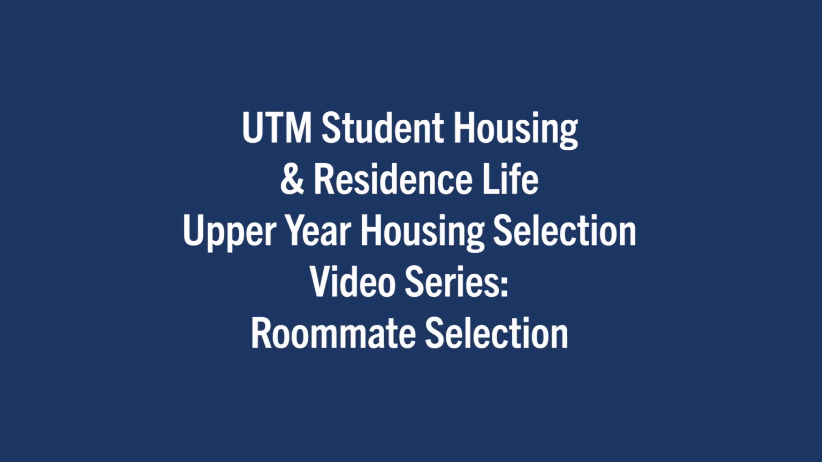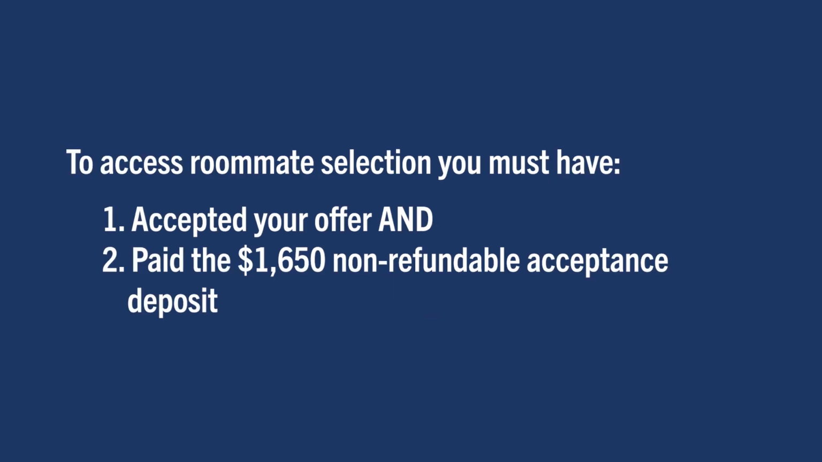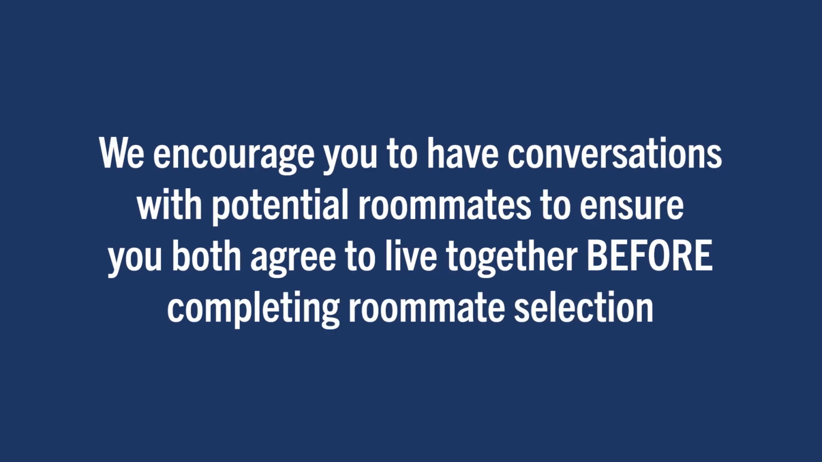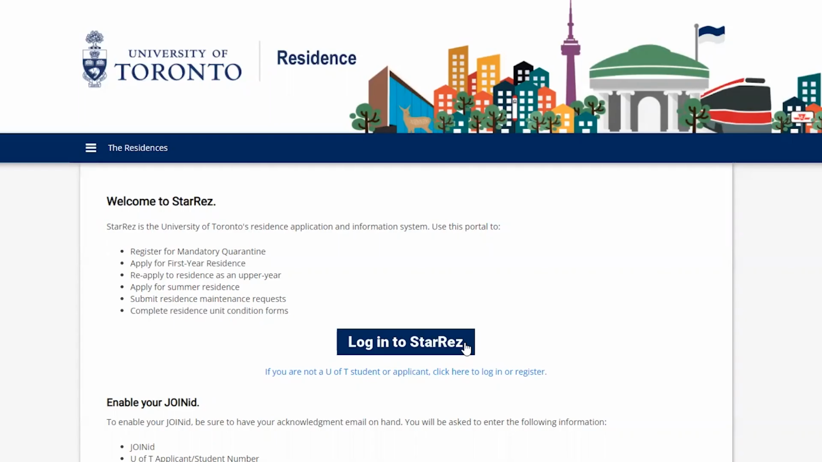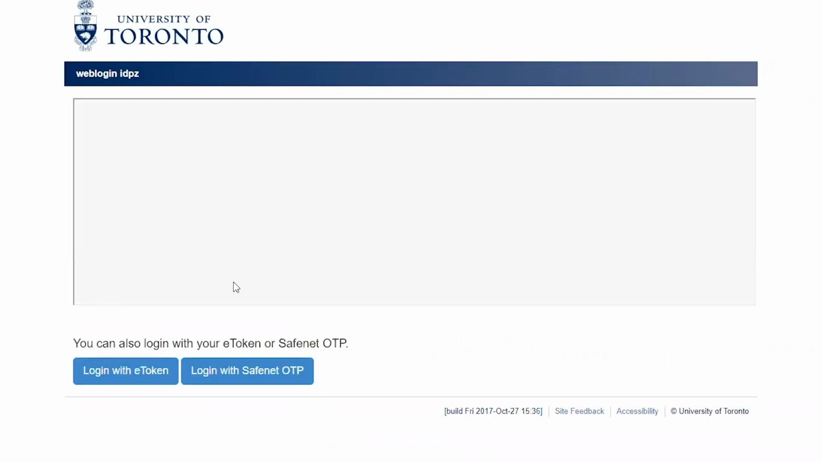This video will focus on roommate selection. As a reminder, to access roommate selection, you must have accepted your offer and paid the $1,650 non-refundable acceptance deposit. You will only be able to select roommates who have also accepted their offer. We encourage you to have conversations with your potential roommates to ensure that you both agree to live together before completing roommate selection. To begin the roommate selection process, you will need to visit residence.utoronto.ca and log into StarRes with your UTOR ID and password.